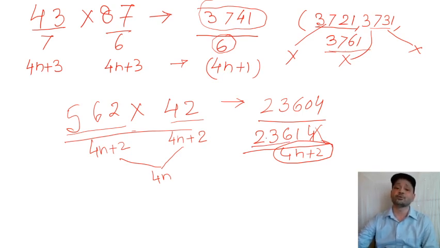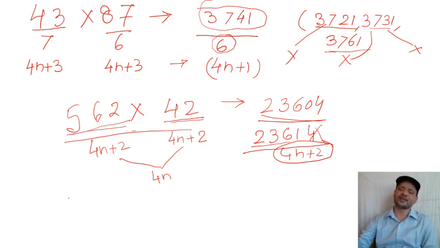And if you see the behavior, this is of behavior 4, this is of behavior 6, so its product has to be of behavior 6. If you add this number, you will get a number like 23604. That way you can have a proper understanding about the numbers.